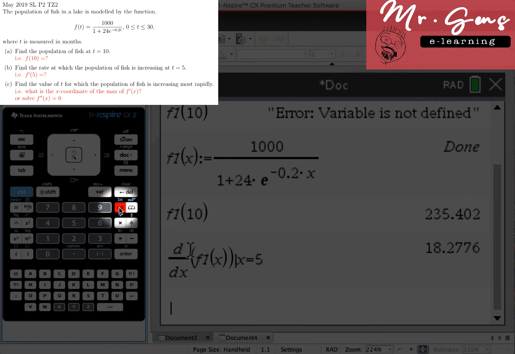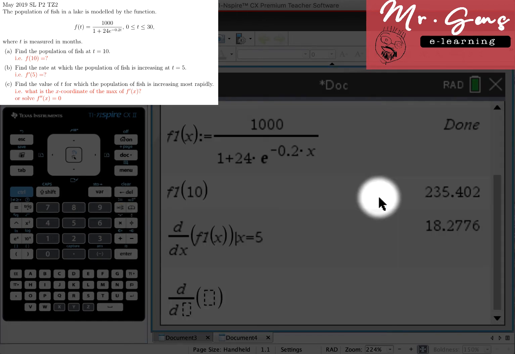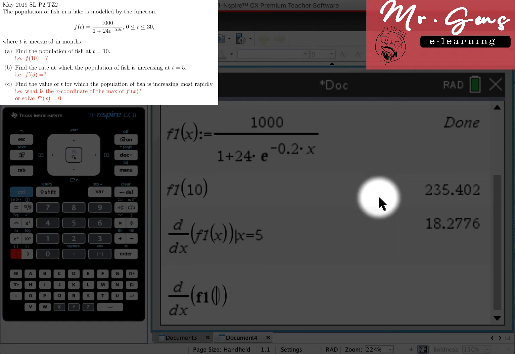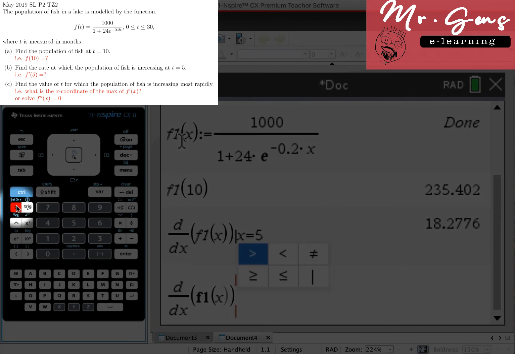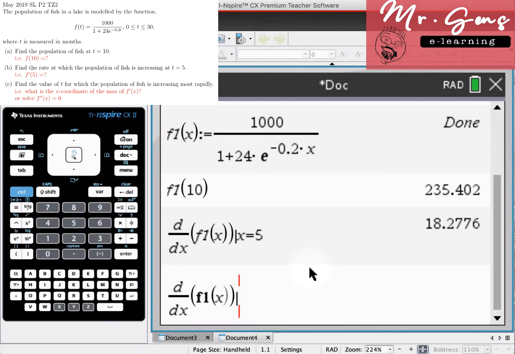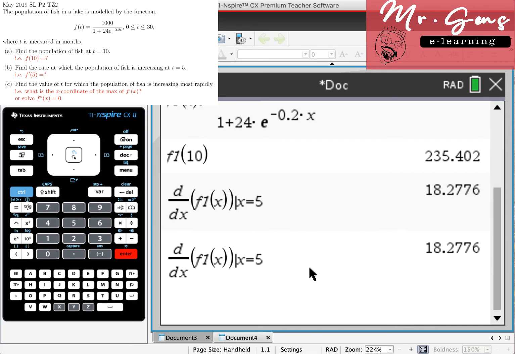You can also use the symbol button to recall the first derivative. Then you just fill in the blanks. We can define the x value from here, and we obtain the same result. For part C, let's use the graph page.